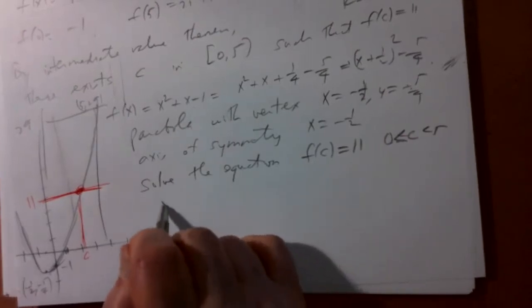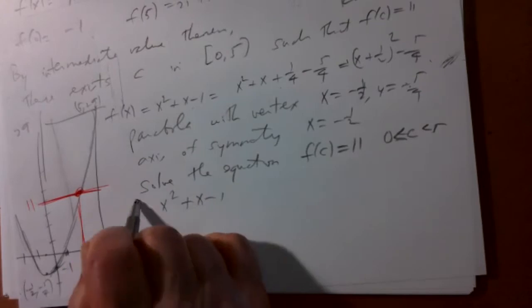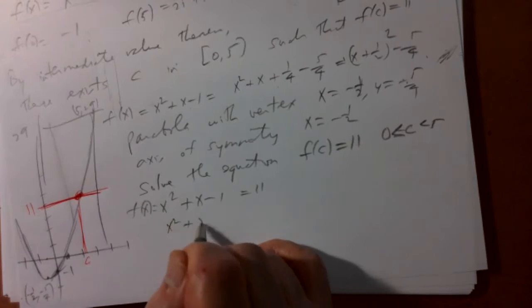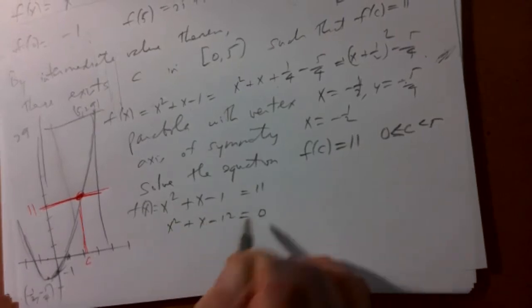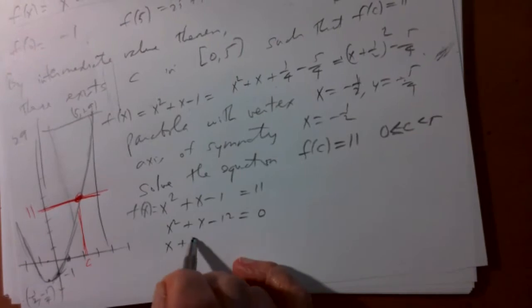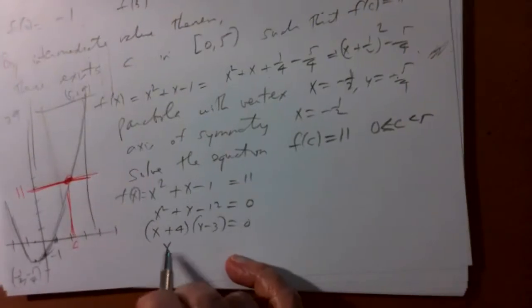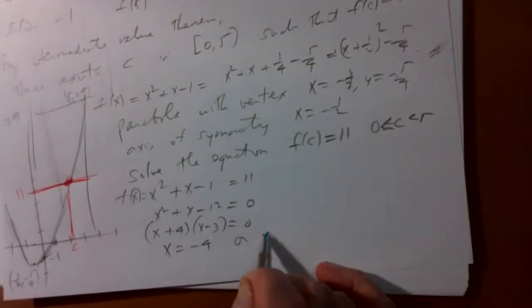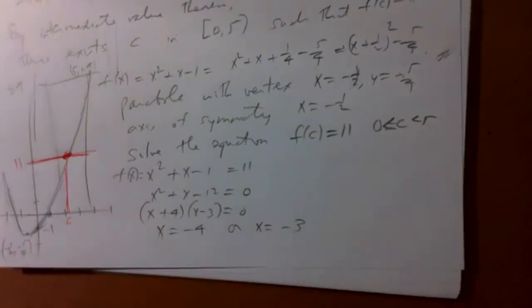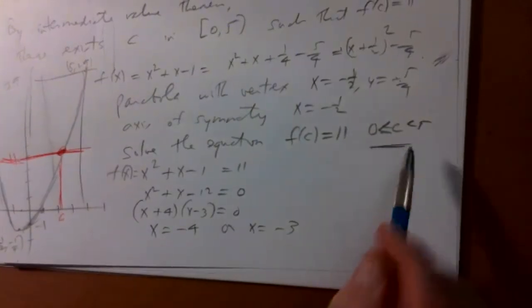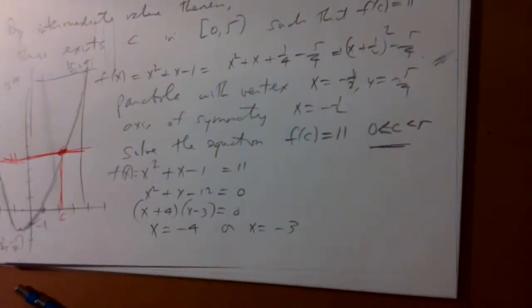That means we have to solve the equation x squared plus x minus 1 equals 11. That's the same as x squared plus x minus 12 equals 0. This is the same as x plus 4, x minus 3 equals 0. So x is either equal to minus 4 or x is equal to plus 3. This horizontal line crosses the parabola at two points. But we want the point that's between 0 and 5.